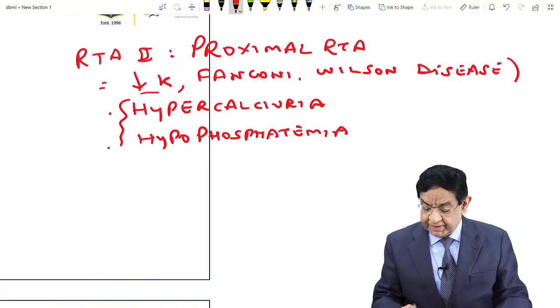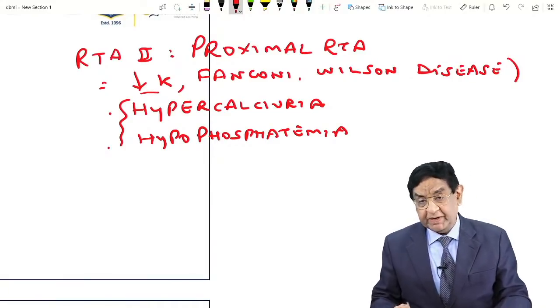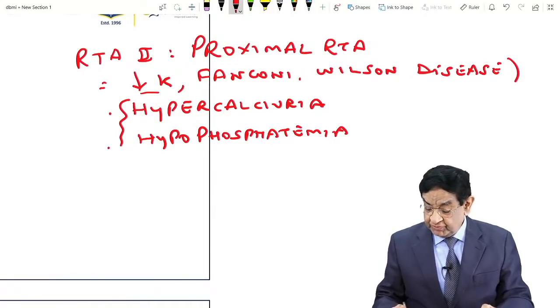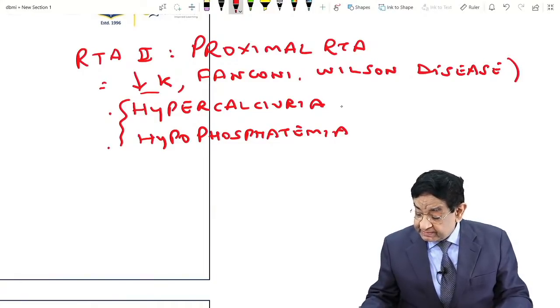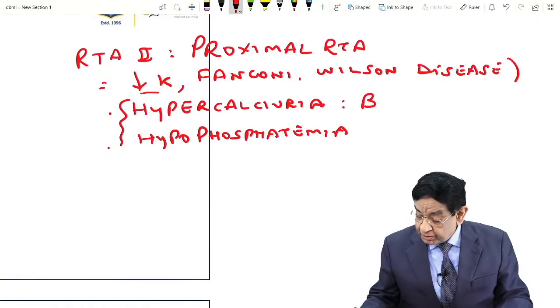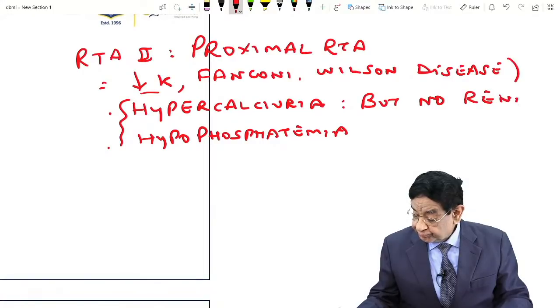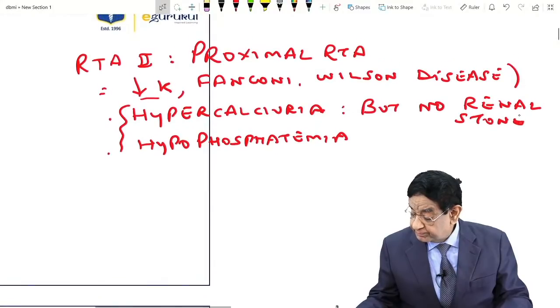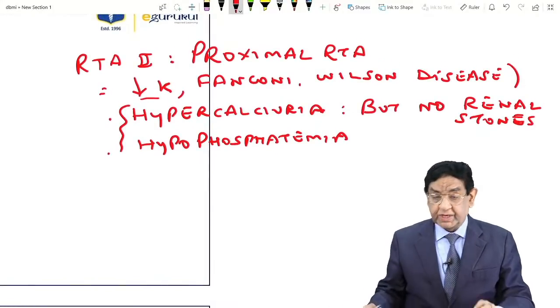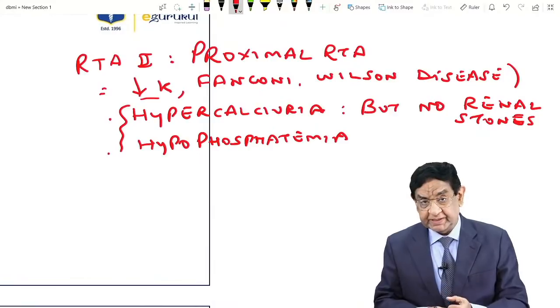Hypokalemia, why it happened, I agreed. Now hypercalciuria and hypophosphatemia. One more thing you should write here is, but no renal stones. No renal stones. So now I'll be discussing these two entities separately.